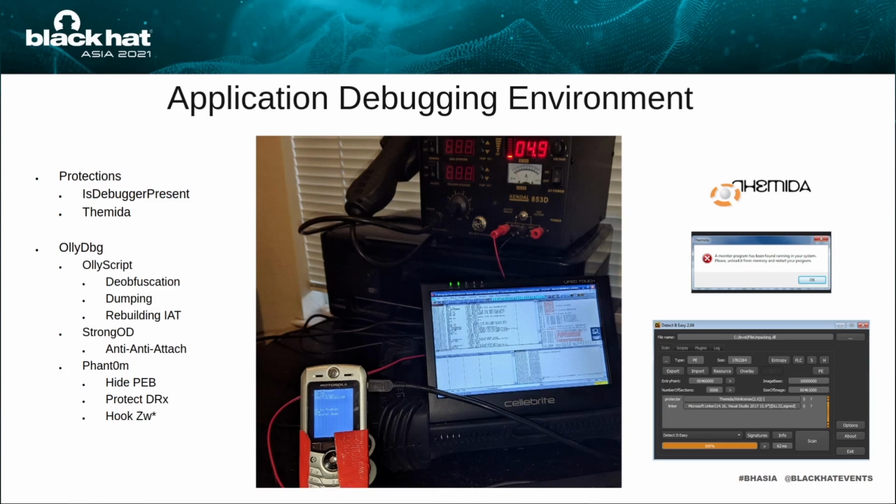Mid-screen, you'll see a cheap Motorola phone attached to the Cellebrite console powered by an SMD rework station with some duct tape to hold the power connectors in. The debugger is OllyDbg. It's sitting at a breakpoint on the SHA-256 function from Common DLL. And I've used OllyScript to help dump the file unpacking DLLs, rebuild the import address tables, as well as other plugins like StrongOD and Phantom to help hide the debugger process.